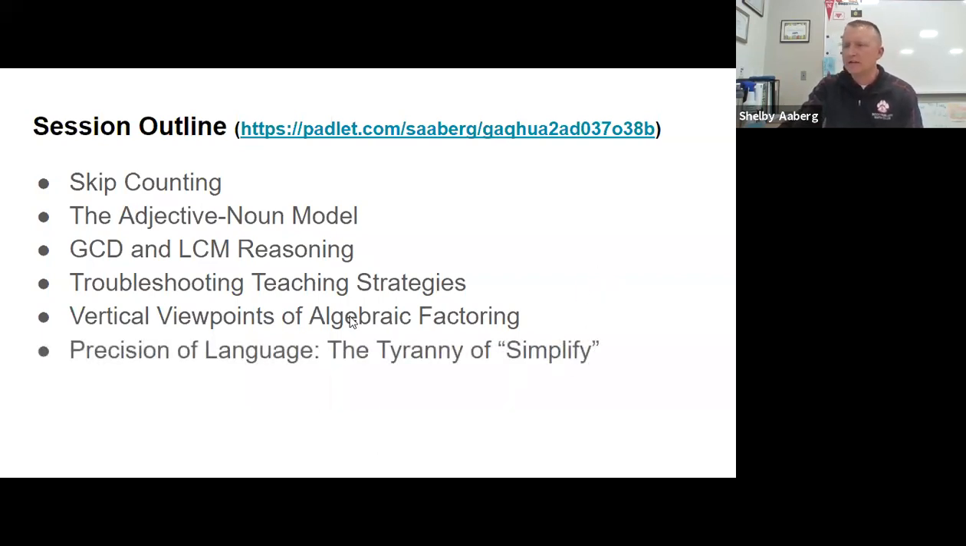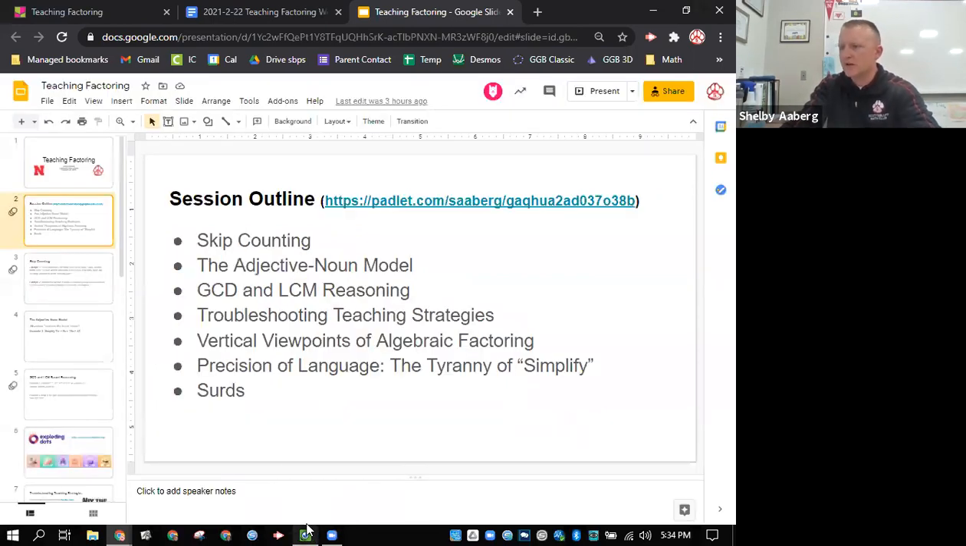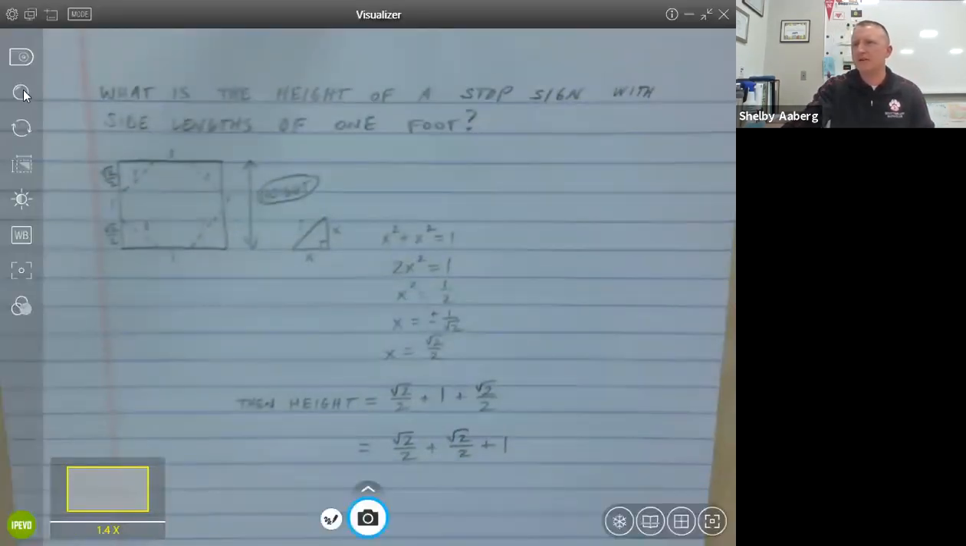Simplify is a loaded word, so we're going to talk a little bit about that at the end. And if we have time, we'll get to a problem on surds and simplifying radicals. The first thing I wanted to share with you is a problem from tonight's MathCounts practice.